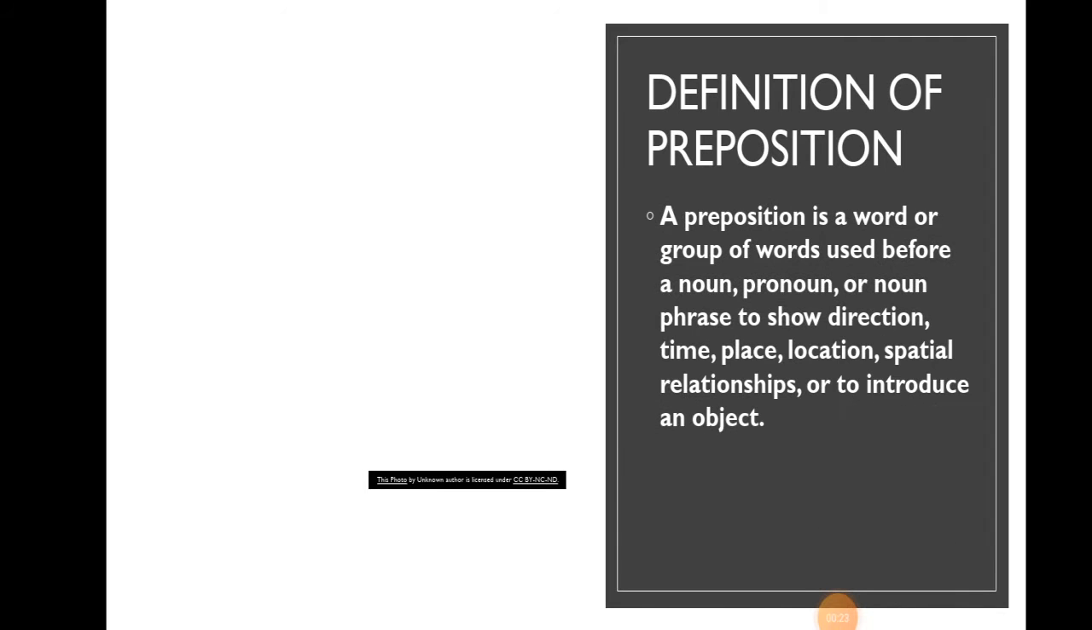First we have the definition of preposition. A preposition is a word or group of words used before a noun, pronoun or noun phrase to show direction, time, place, location, spatial relationships, or to introduce an object.